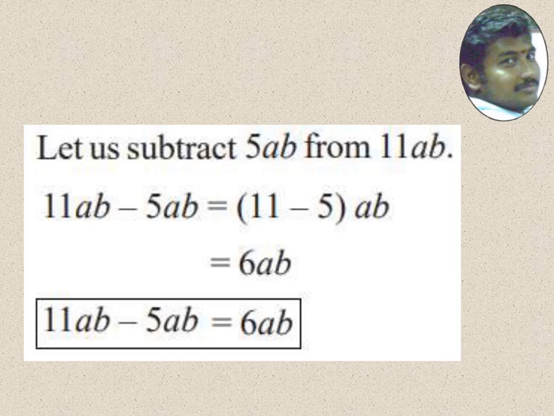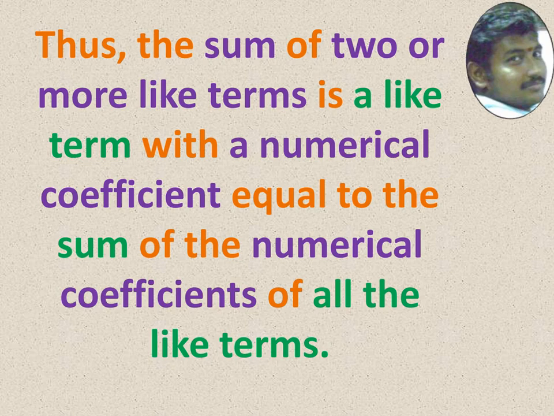Hope you understand. Let us see. Thus the sum of two or more like terms is a like term with a numerical coefficient equal to the sum of the numerical coefficients of all the like terms. Only the numerical coefficients we are adding or subtracting. The variable remains the same.